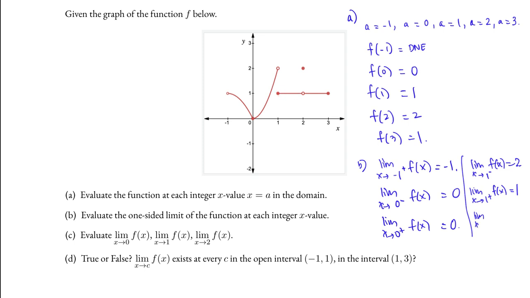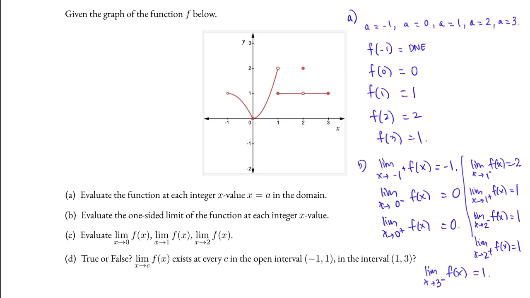The limit at x equals 2 on the left-hand side of f of x is 1, and the limit at x equals 2 from the right-hand side is also 1. And lastly, the limit at x equals 3 from the left-hand side is 1. And the function doesn't exist on the right-hand side.